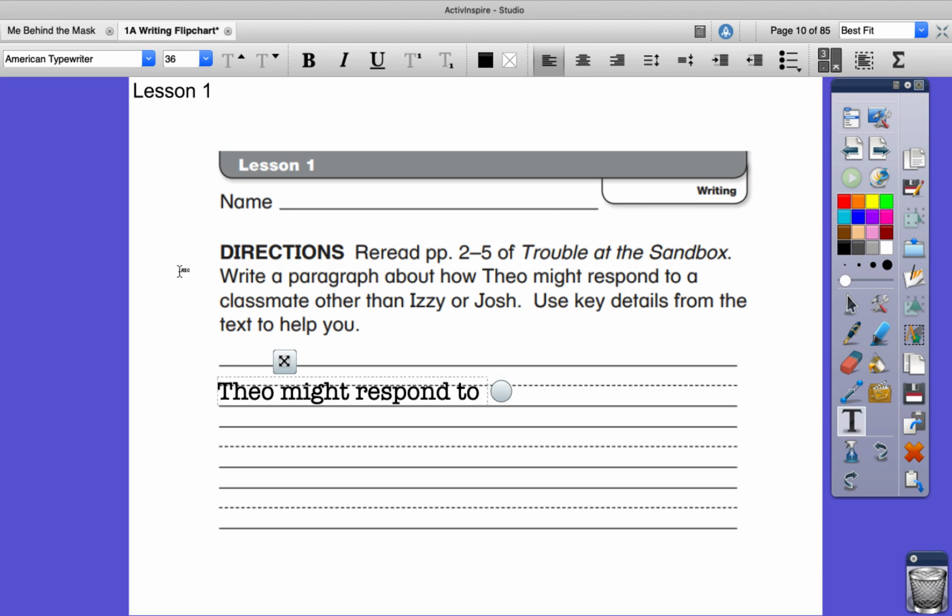respond to another classmate by being friendly. So we know that Theo's friendly. We saw in the text that he doesn't mind sharing and he likes to help others. So what else can you add on to this response? How else might Theo interact with a classmate other than Izzy or Josh?